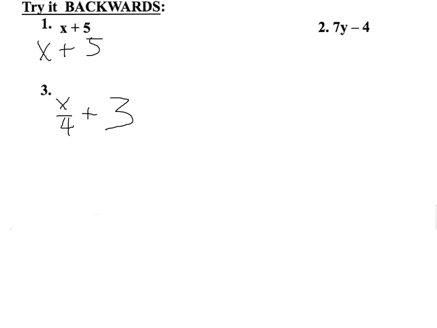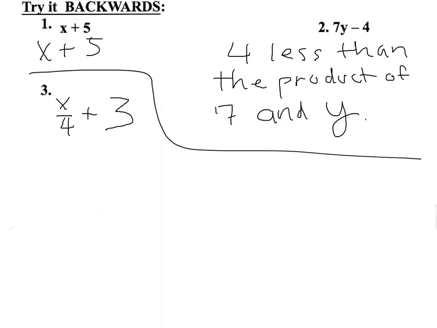Number 2 has a couple different parts. It says 7y minus 4. So we can write this as maybe 4 less than the product of 7 and y. Okay, and then lastly, number 3, we have x over 4 plus 3. Well, remember that x over 4, we call that the quotient because it's division. So let's call this the quotient of x and 4 plus 3.